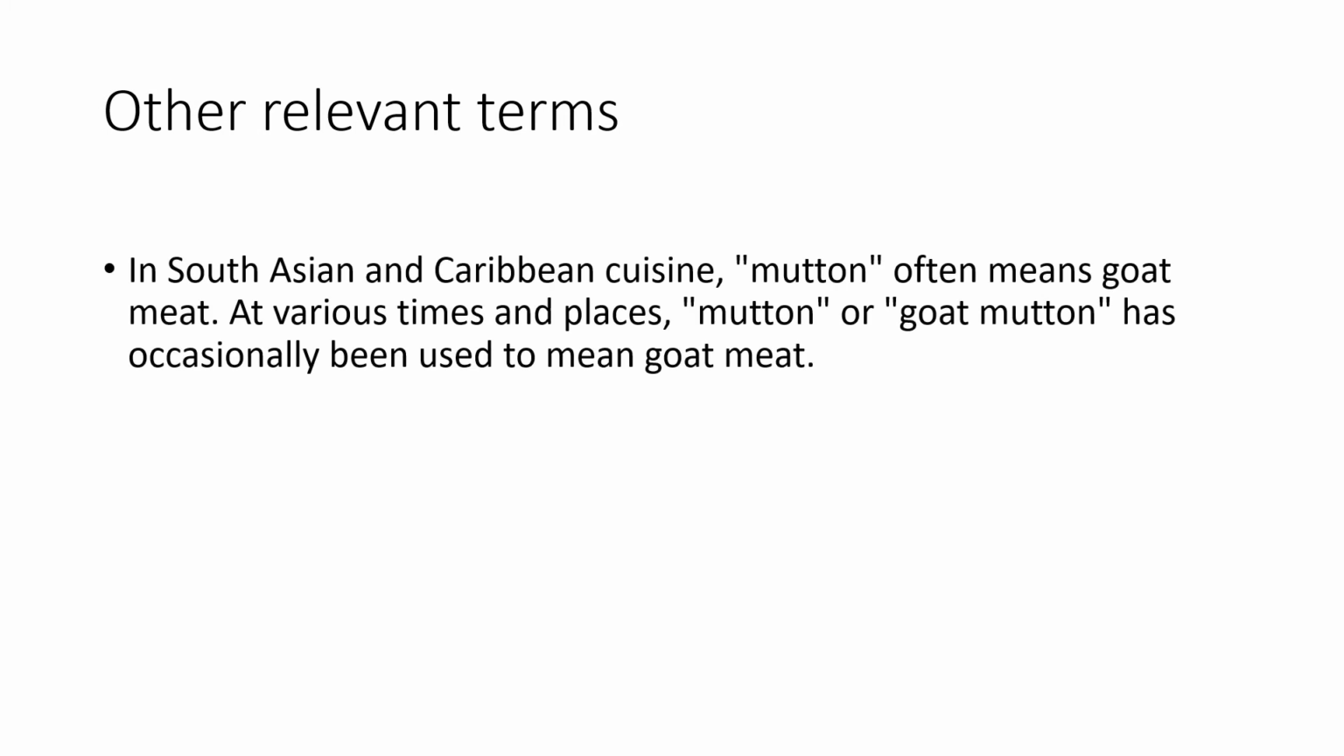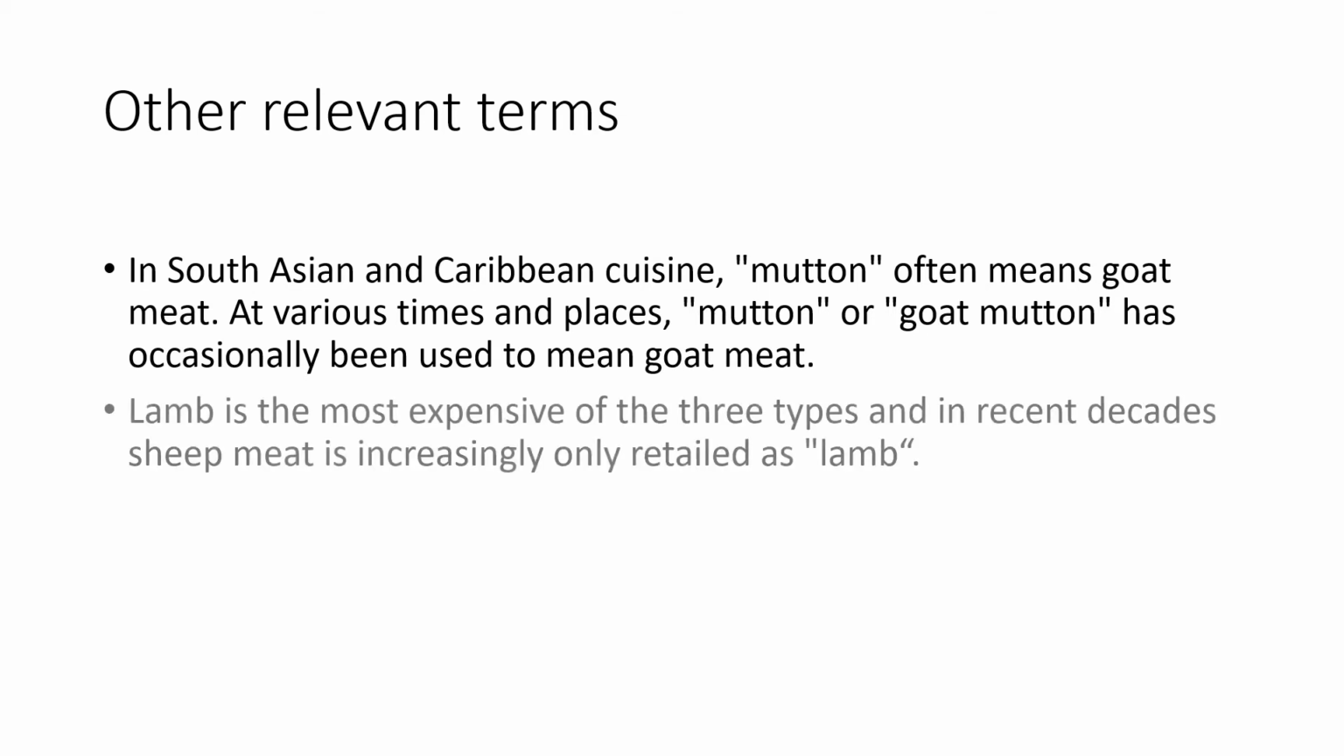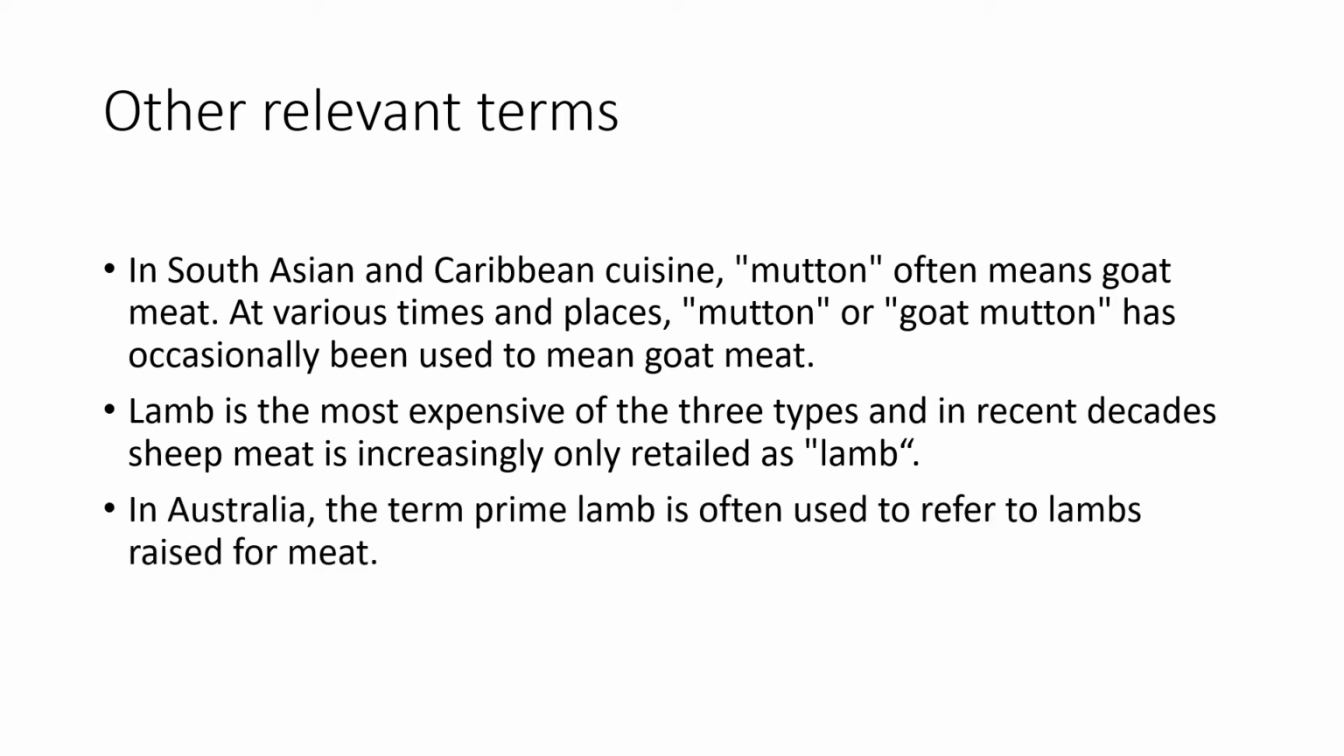Okay. So other relevant terms in South Asian Caribbean cuisine: mutton also means goat meat. At various times and places, mutton has occasionally been used to mean goat meat. Lamb meat is the most expensive of the three types. And what are the three types we're talking about? We're talking about lamb, hogget, and mutton. Between all of this, lamb is the most expensive.